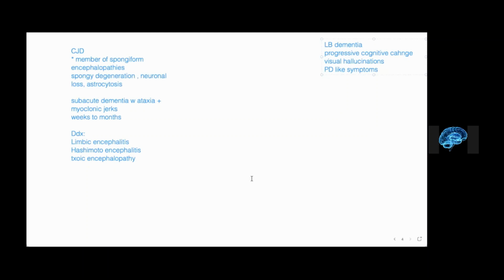So Lewy body dementias, other than the physical symptoms, Parkinson-like symptoms, you can also get cognitive symptoms, okay? So again, defects in visual spatial processing, your attention deficits, your executive dysfunctions, and your memory losses. So similar presentation to Alzheimer's, but Lewy body dementia is another differential to keep in mind. So I'll just write that down for you. Visual spatial, executive dysfunction.